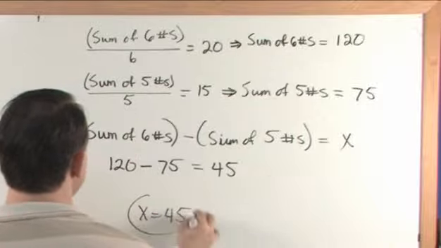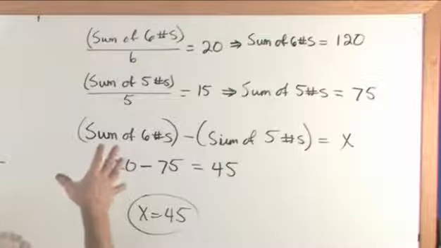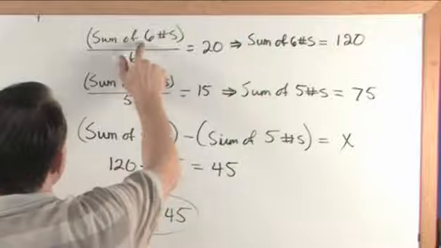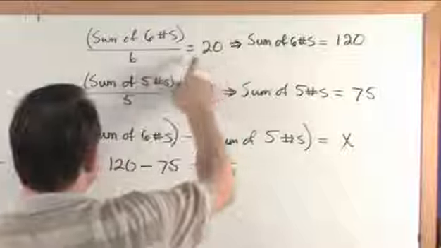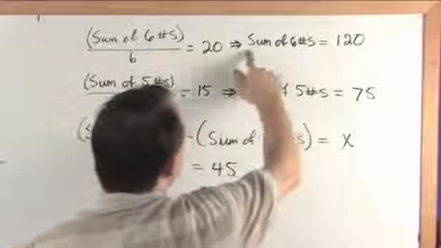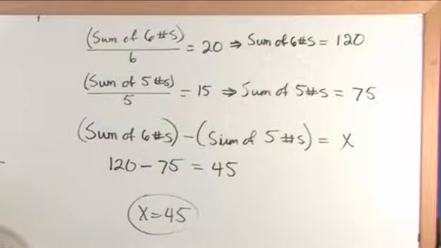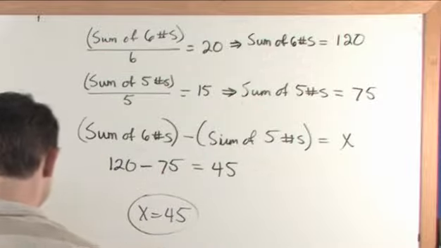Now this was a tricky problem because it doesn't look like you have enough information to proceed. This is a great example of a problem that you need to write down what you know and then from there move on. We knew the average of the first 6 numbers was 20. We knew the average of the remaining 5 was 15. We used this information to find out what the sum of the 6 numbers was and the sum of the 5 numbers was, and we subtracted them to find the missing number that we threw away.